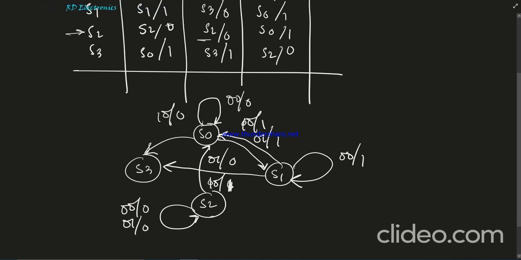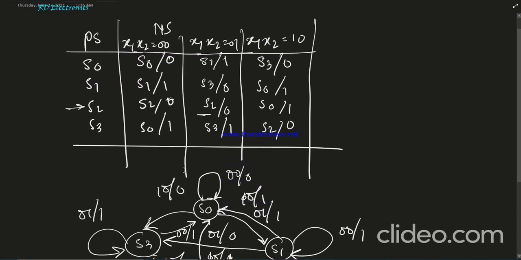Now for S3, the first transition is for 0 0 and the output is 1, and there is also a loop here for 0 1, the output is 1, and from here to here this is 1 0. This is the state diagram, the state graph from the following table. This is very easy to draw, the state graph from the state table.